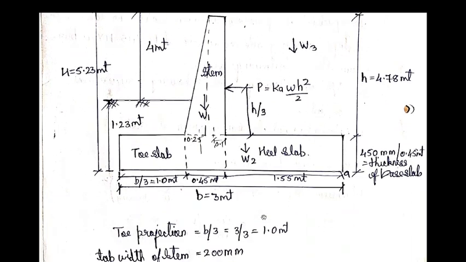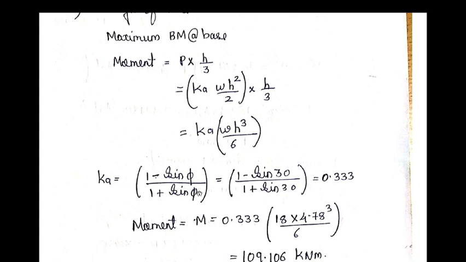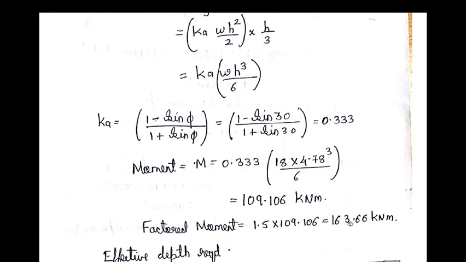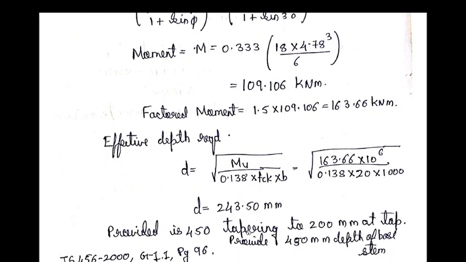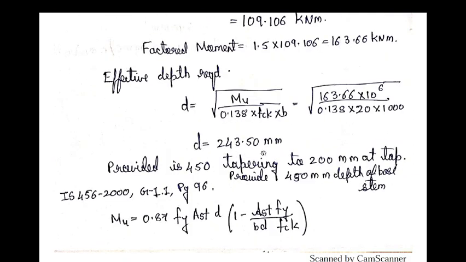So this is the toe projection, and this was the design of the stem which we did. The moment we computed, and we arrived at a moment of 163.66 kilonewton meter. Then we calculated the depth requirement. So the depth we got as 243. We rounded off and we took it as provided at 450.